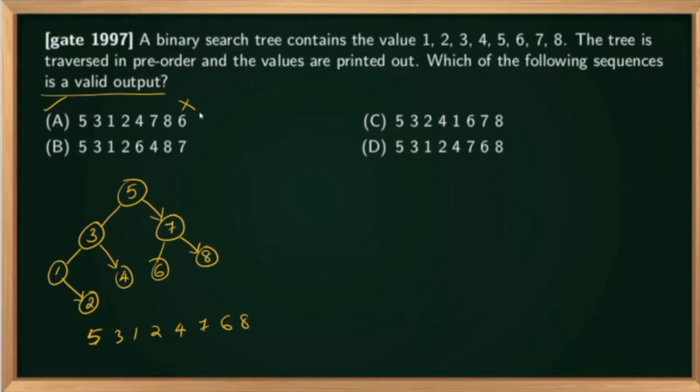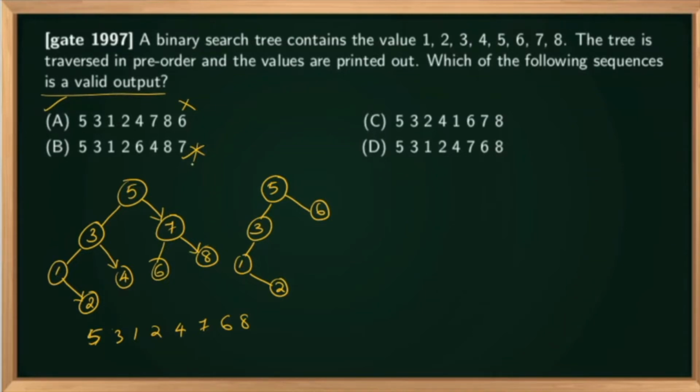Is this clear? Clear. So I will take the next tree, that is B. So I'll solve it a bit fast. So first is 5. Then I have to go left, that is 3. Then I have to go 1, that is right. Then I had to print 2, that is right side. Then I had to print 6, that is also right side. Then I had to print 4. So I cannot put 4 here because 4 is less than 5. So choice B is also wrong.